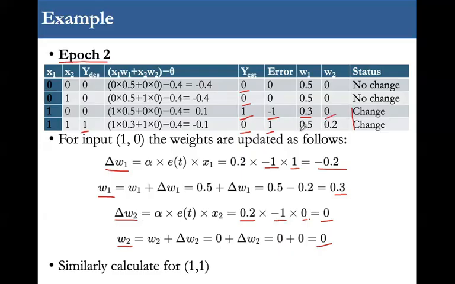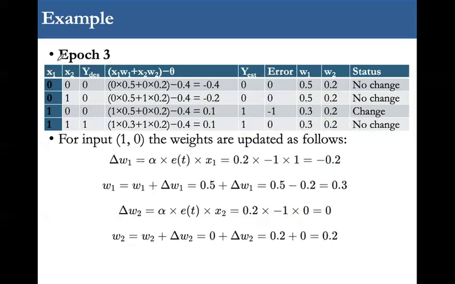Similarly, we update the weights for 1, 1, and then we get the weights as 0.5 and 0.2. There is a change in two rows. So we need to go for the next epoch, epoch 3. We start with epoch 3. Here the weights are 0.5 and 0.2. With this we are starting out.